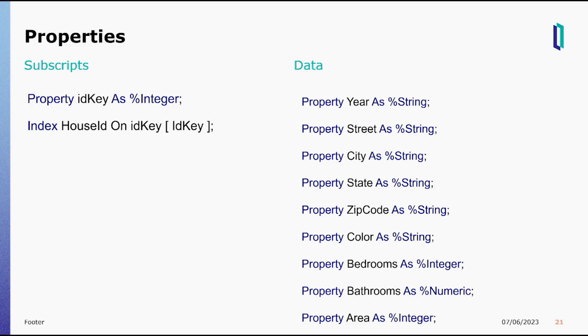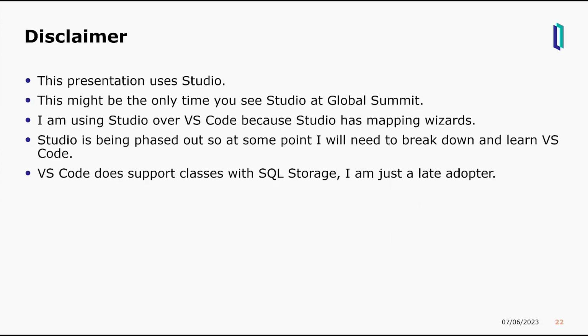Even with default storage, you can say, I want to use my social security number as that unique identifier in the subscript. And then you would have a property social security number, and you would define an ID key index on social security number. And then that would be the subscript. So same concept with mapping, and you can do the same thing in default storage if you choose.